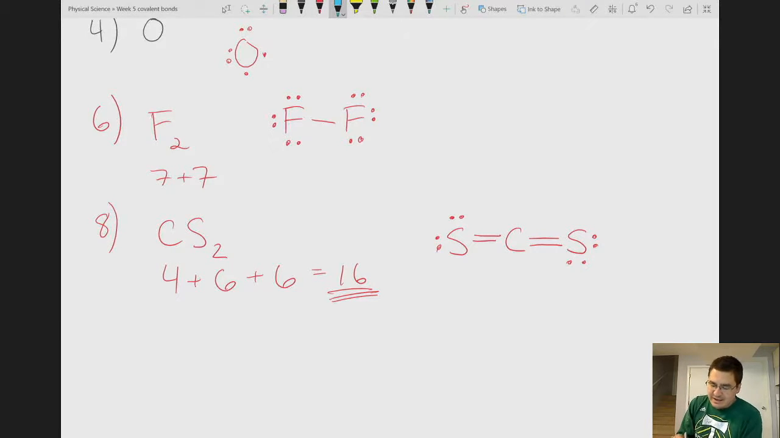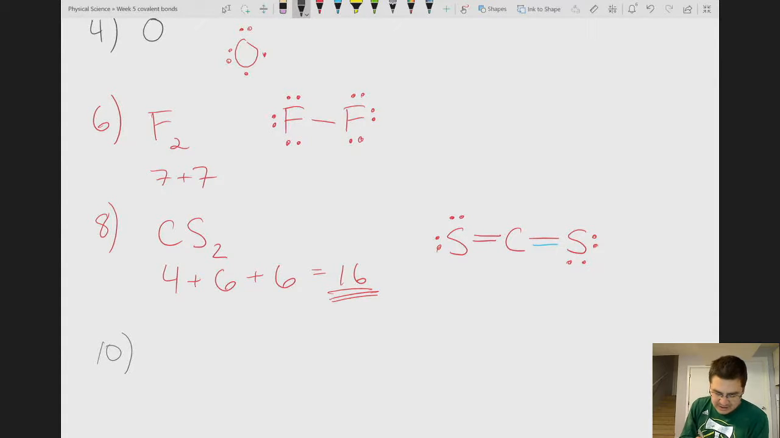By that I mean if you look around sulfur, there's a total of 2, 4, 6, 8. Again, bonds count as 2. If you look around carbon, 2, 4, 6, 8. If you look around the other sulfur, again, 2, 4, 6, 8. So you've got all 8 electrons accounted for everything, and so those are valid Lewis structures.